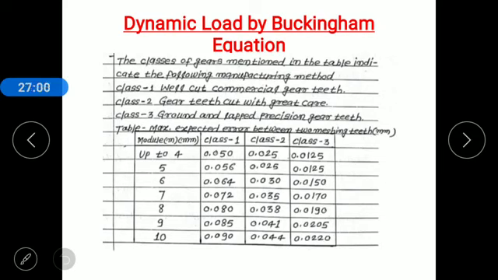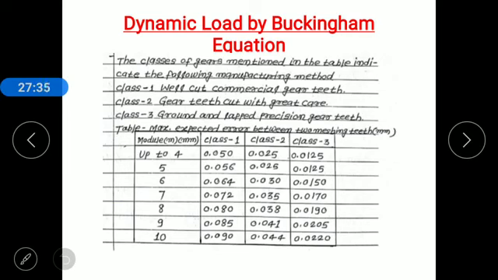When we solve problems on beam strength and wear strength, these things are very important, as shown on the screen. The classes of gears mentioned in the table indicate the following manufacturing methods. Class 1, well cut commercial gear teeth. Class 2, gear teeth cut with great care. Class 3, ground and lapped precision gear teeth.